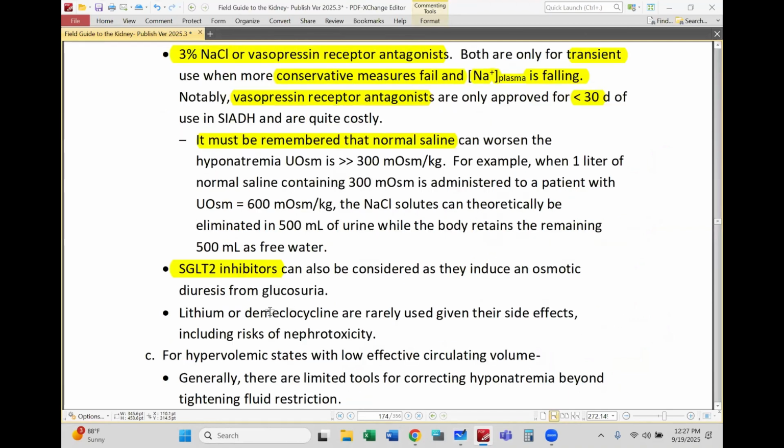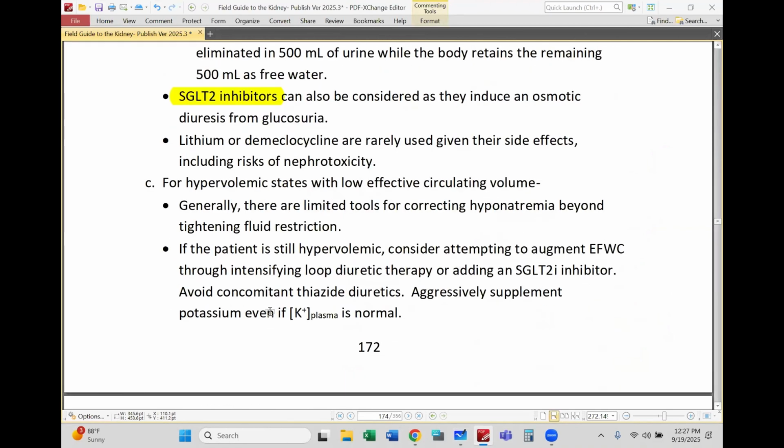SGLT2 inhibitors, now, we prescribe it for pain of the great toe, everything under the sun, including hyponatremia. So theoretically, you can also enhance free water excretion through the glucosuria, right? Glucosuria is an osmotic diuretic. And so you can enhance free water excretion by causing obligatory glucosuria through the use of SGLT2 inhibitors. There's even a couple of very small studies that still got published in JASN on this topic, okay?